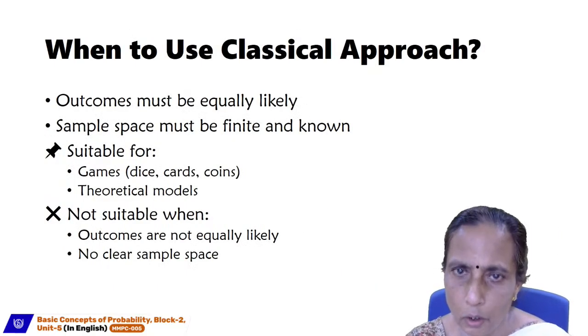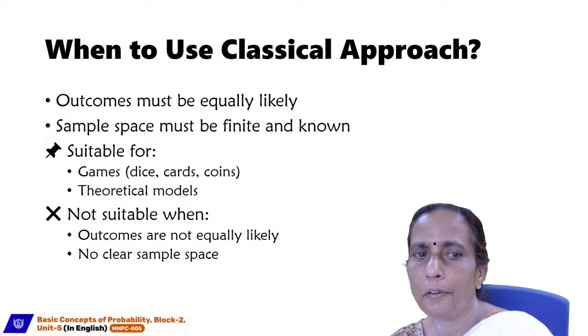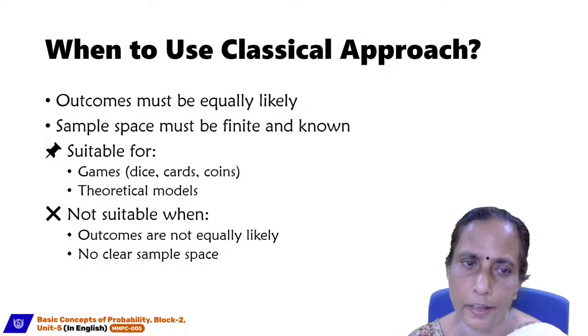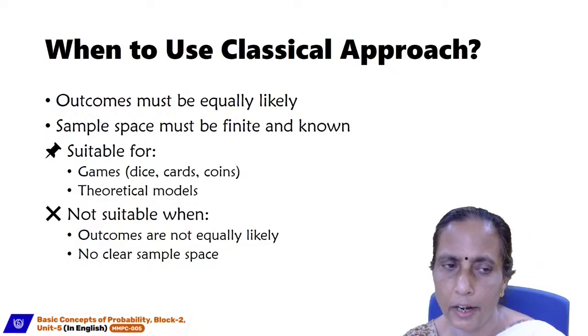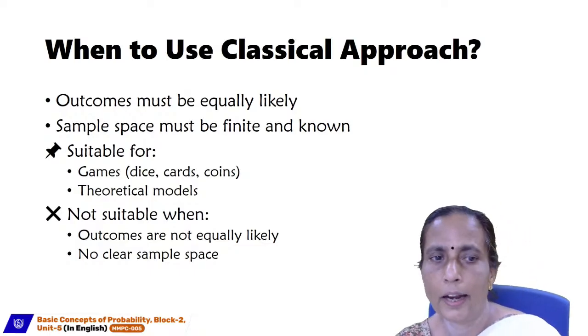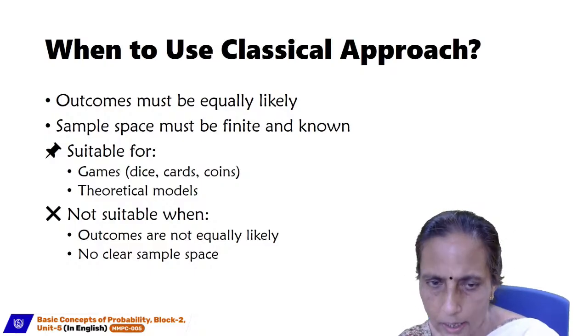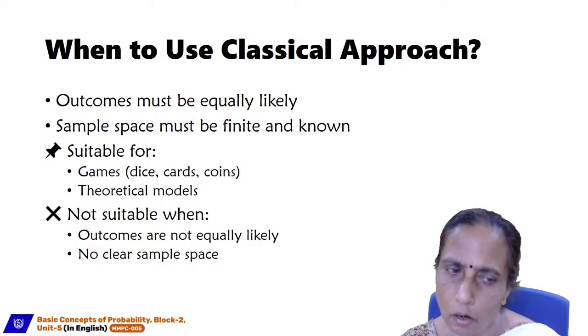So, when can we use this classical approach? Outcomes must be equally likely, only then can we apply the classical approach. The sample space must be finite and known, and it is basically suitable for games like dice, cards, coins, and theoretical models.